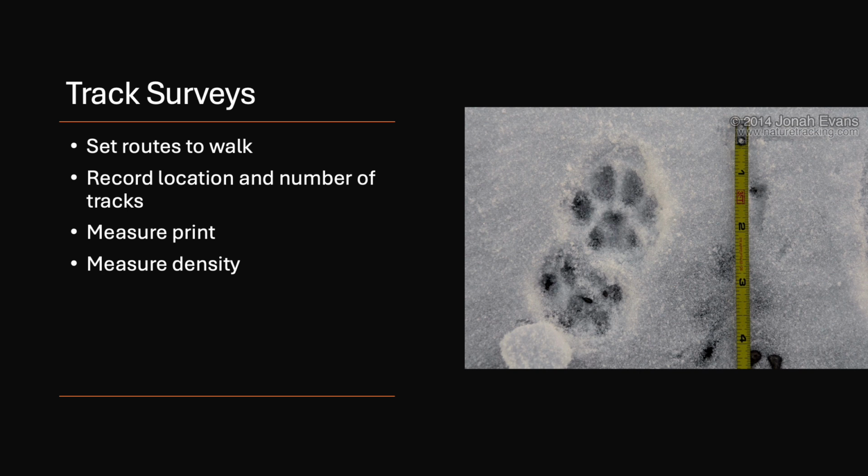So for track surveys, you would set routes to walk ahead of time, you would pick different paths and trails to go on, and you would need to record the location and number of any tiger tracks you found. And you need to make sure you correctly identify them as tiger tracks. So to do so, you would want to measure the print, as well as looking for any identifying marks, such as claw marks or anything like that. And you would take multiple different track surveys in the area, and then you could use that to get a density estimate for the whole area.